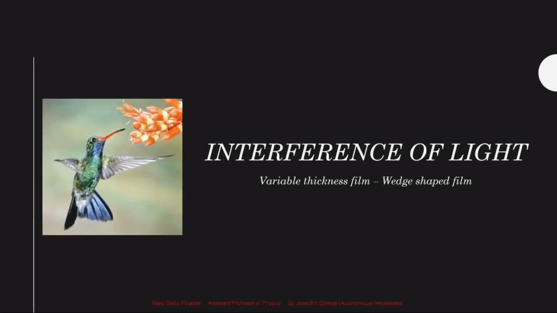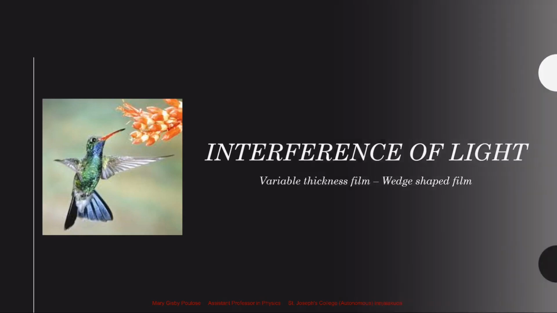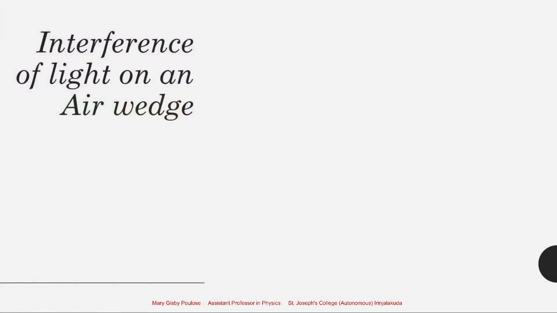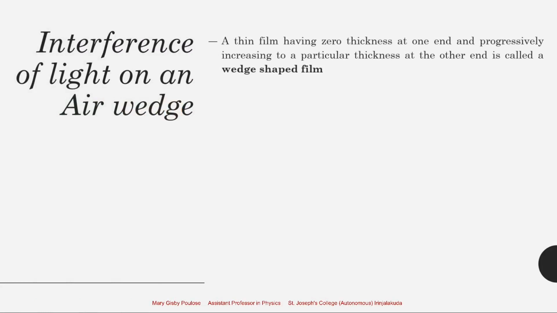Good day, students. Today we shall look into interference of light and the nature of fringes in a wedge-shaped film. Now, what is a wedge-shaped film? A thin film having zero thickness at one end and progressively increasing thickness at the other end is called a wedge-shaped film.